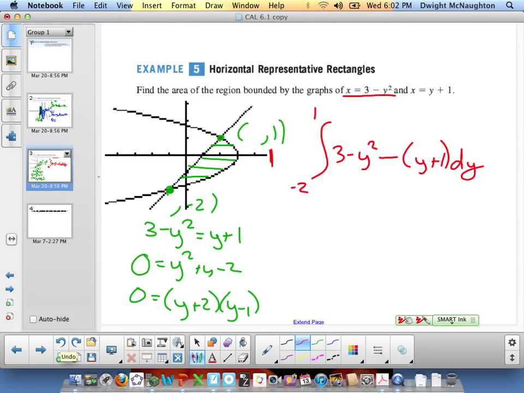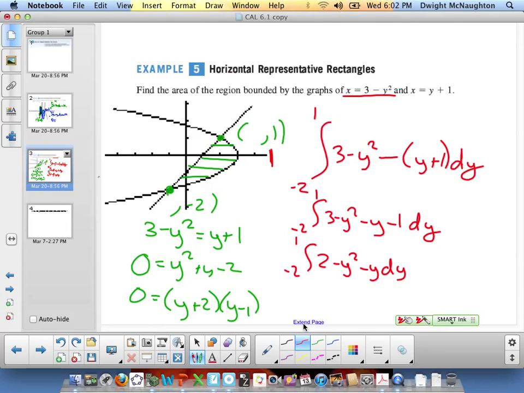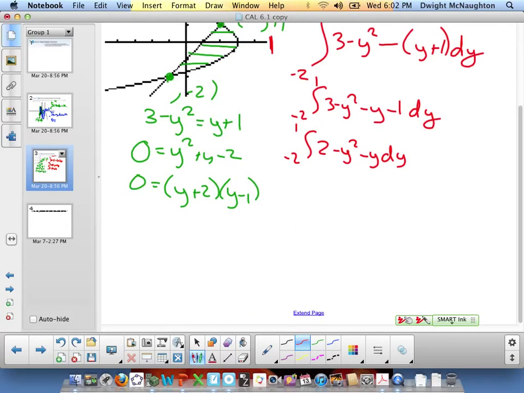All right, so let's integrate this. I'm going to first distribute the negative, from negative 2 to 1, of 3 minus y squared minus y minus 1 with respect to y. I'm going to combine like terms, negative 2 to 1, of 2 minus y squared minus y dy. All right, now we can integrate. We'll have 2y minus 1/3 y cubed minus 1/2 y squared from negative 2 to 1.